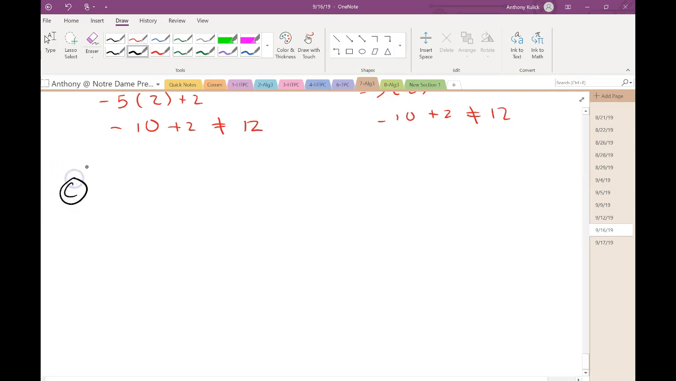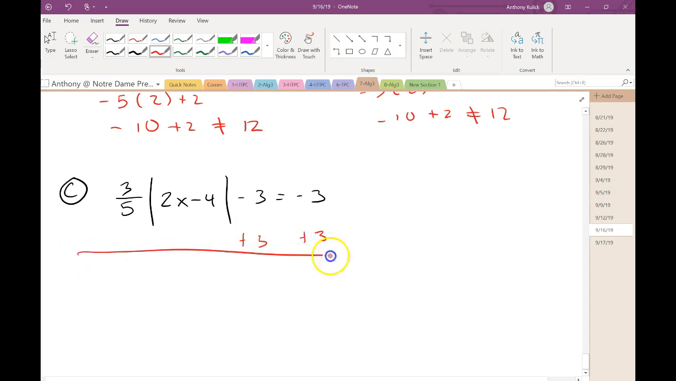So one more example, I think, ought to do it. What do you guys say? Sure. Okay, add 3 to both sides. Great. Okay. Then what?